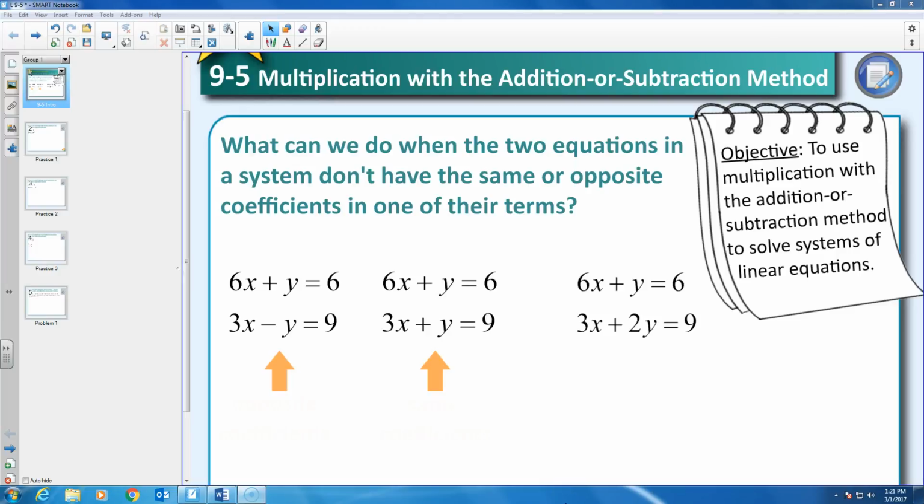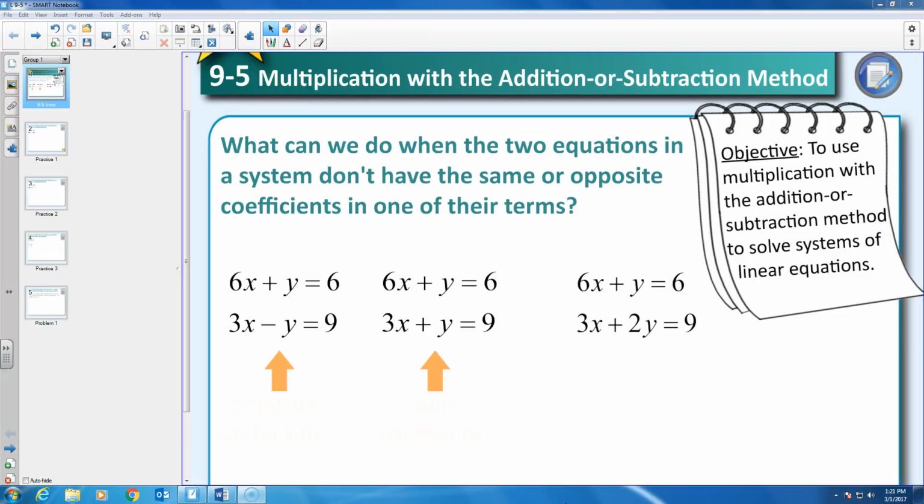Okay, our lesson today is going to be section 9.5, and we're going to add the idea of multiplication with addition or subtraction. So if you look up here at my board, it says, what can we do when the two equations in a system don't have the same or opposite coefficient in one of their terms? Let's look at example 1.